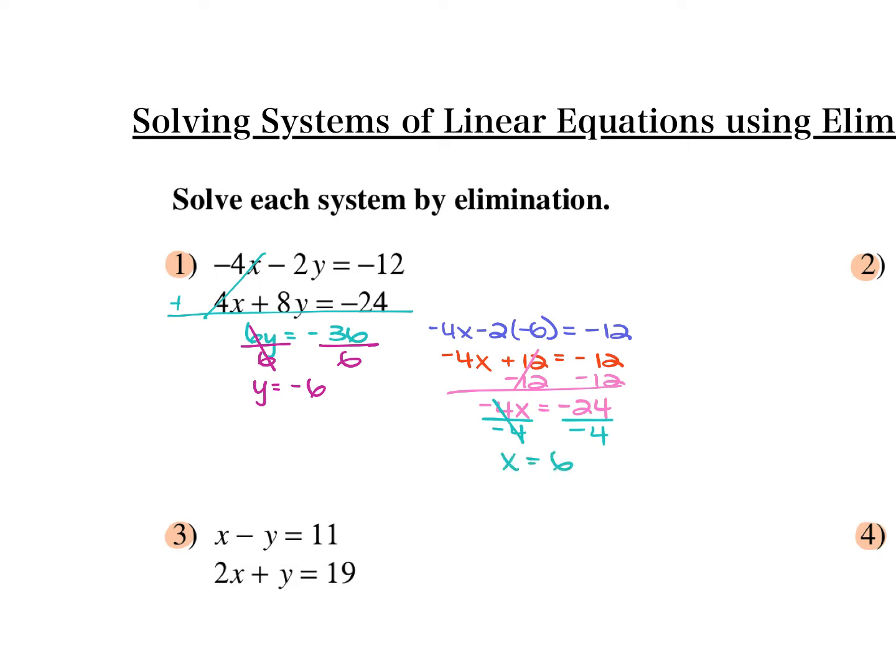Does it matter which one you put the y into? It could be either the top or the bottom of the original equations. It just has to be one of the original. So if your x is 6 and your y is negative 6, your solution to this one is positive 6, comma negative 6.